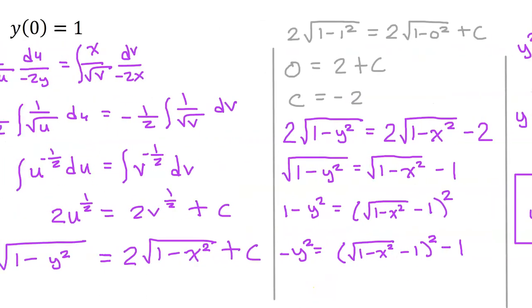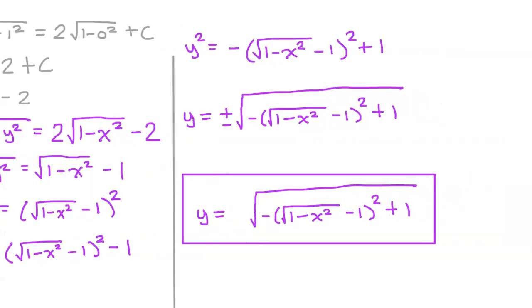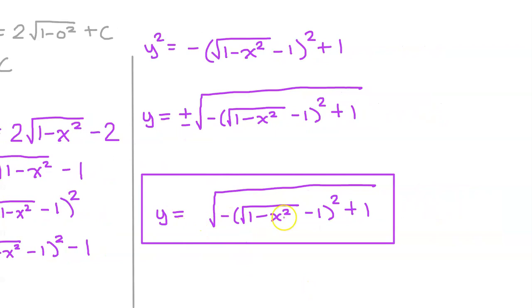But notice that if the initial condition had been y at 0 is equal to negative 1, then the answer would be y equals negative square root.